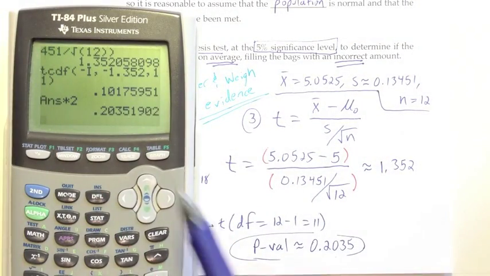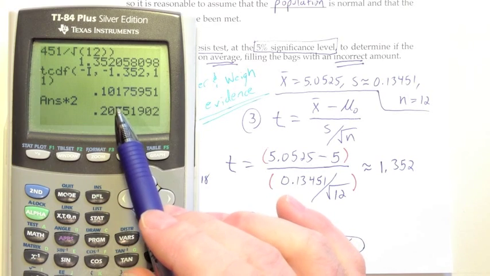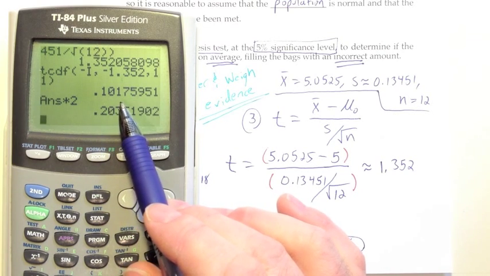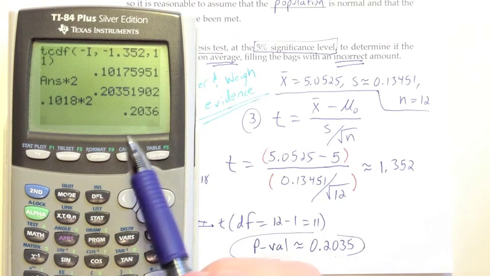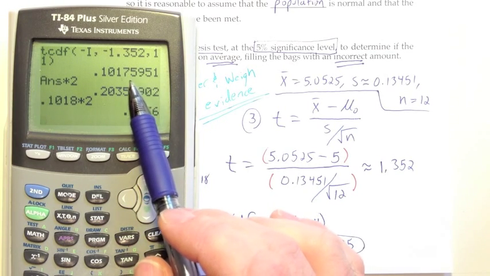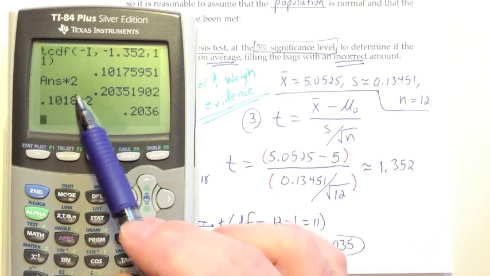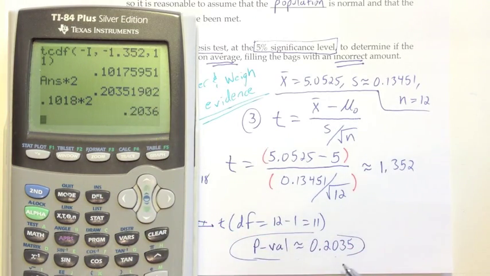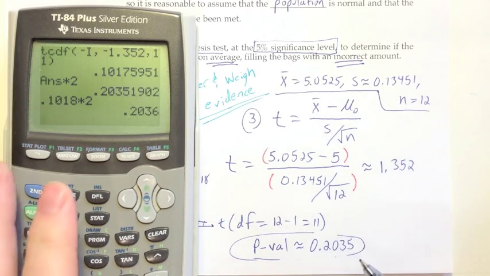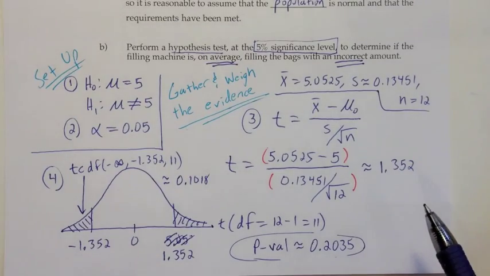And just a quick look at this, by the way. When I wrote the area on one side, I rounded this and I said 0.1018. And if I took 0.1018 times 2, I'd get 0.2036. And that's just because of the rounding error. It's a little bit more accurate to double first and then round, and that gives me the 0.2035. But I would take either of those, 0.2035 or 0.2036, for the p-value. And in either case, we're going to end up making about the same decision.